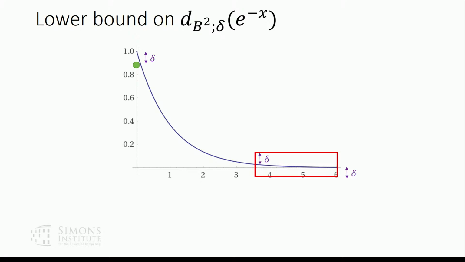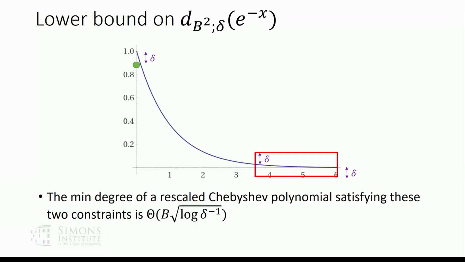You can check, first of all, what's the minimum degree of a Chebyshev polynomial that achieves just these two properties. You can do some work and see that it's b times square root of log 1 over delta. Because the Chebyshev polynomial is the minimum degree polynomial that satisfies these two properties, that gives a lower bound right away that the degree to approximate e to the minus x has to also be at least b times square root of log 1 over delta. So you can pretty quickly use Chebyshev polynomials to get lower bounds on the degree required.